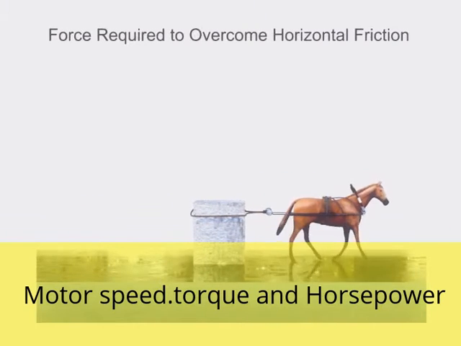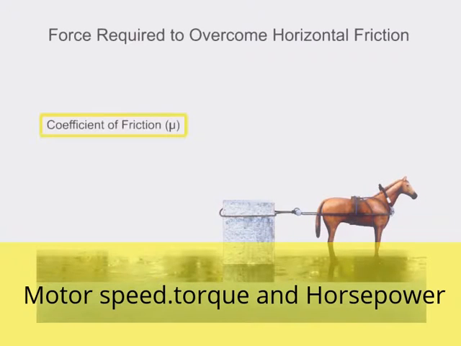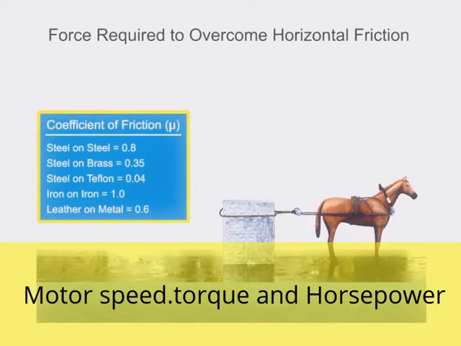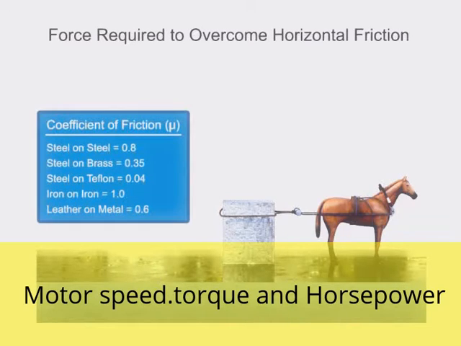The coefficient of friction, symbolized by the Greek letter mu, is a dimensionless quantity which describes the ratio of the force of friction between two bodies and the force pressing them together. This coefficient can be used to help determine the amount of force required to move a load horizontally across a surface. Many manufacturing handbooks contain tables that publish the coefficient of friction for common materials.